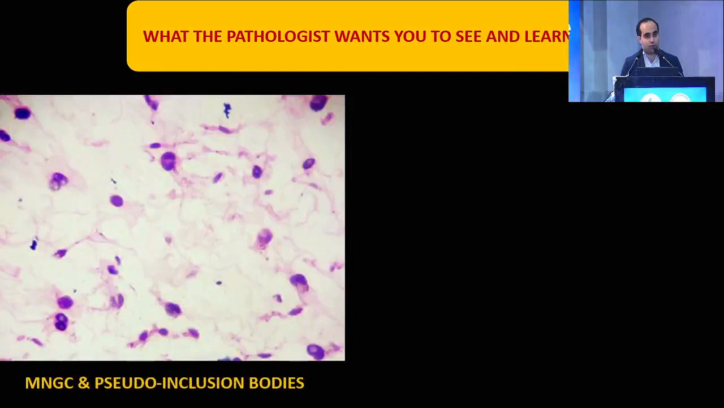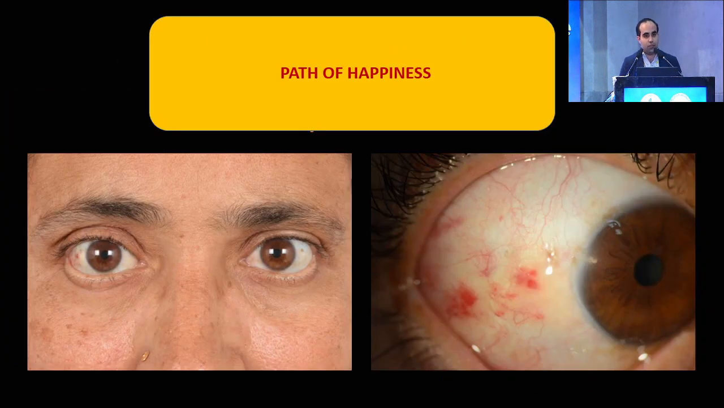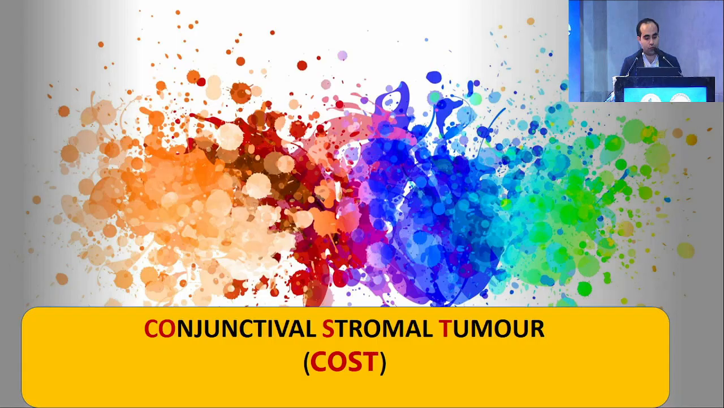And what do we learn from it? Multinucleated giant cells and pseudo-inclusion bodies, which show positivity with cluster differentiation 34 on IHC. This is the post-operative picture 4 weeks later. The diagnosis we conclude is conjunctival stromal tumor. But why is it so important? Is this the end of the road for us? Not really.